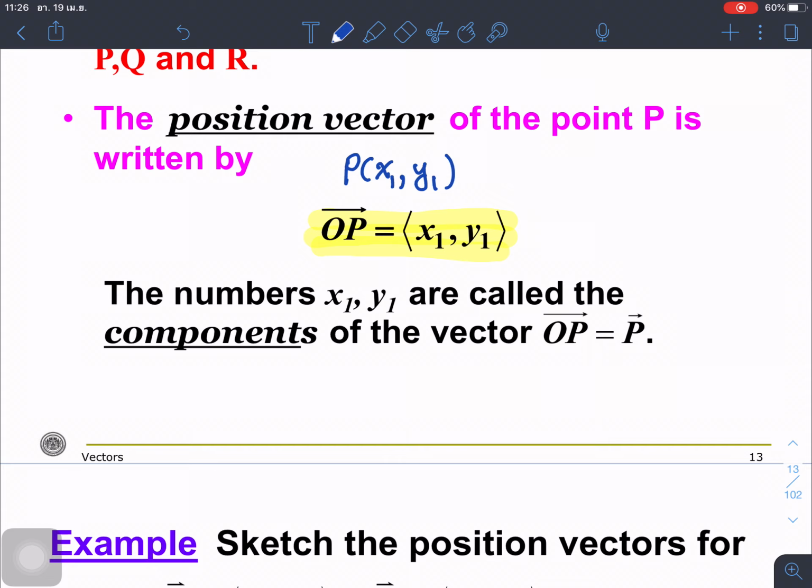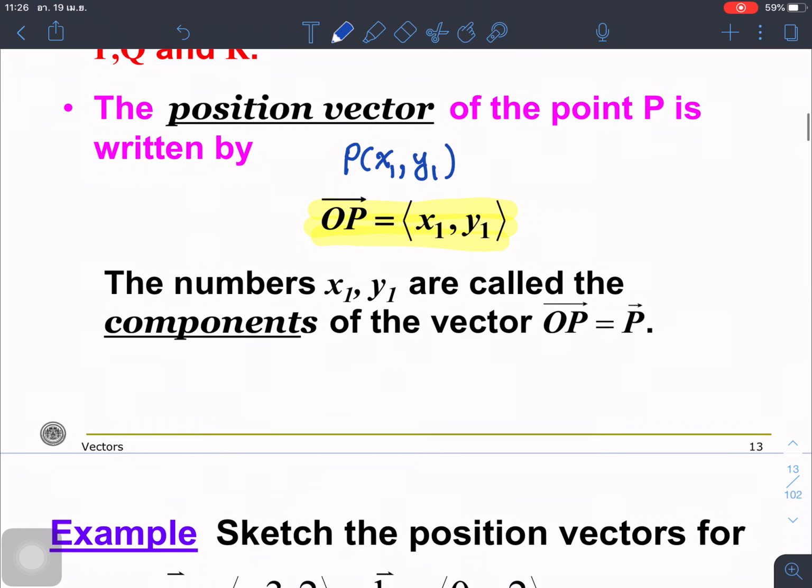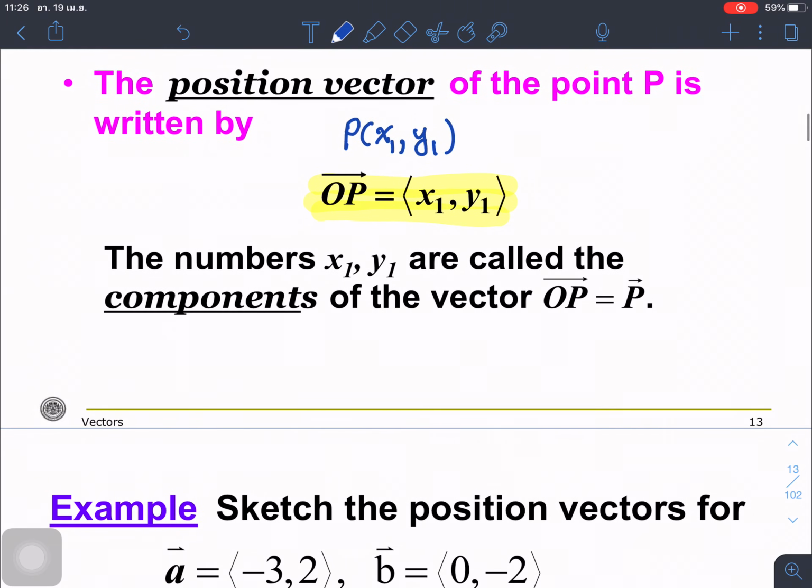The numbers x1 and y1, remember, they are just real numbers. We call them the components of the vector OP. Sometimes we just use the short notation for vector OP, just P. But I would recommend you always use OP to get rid of the confusion.